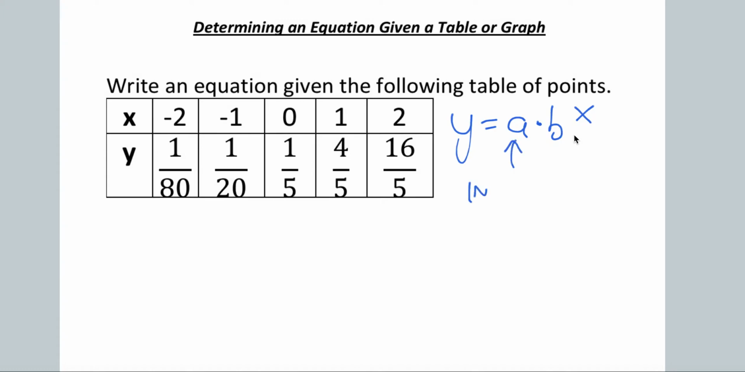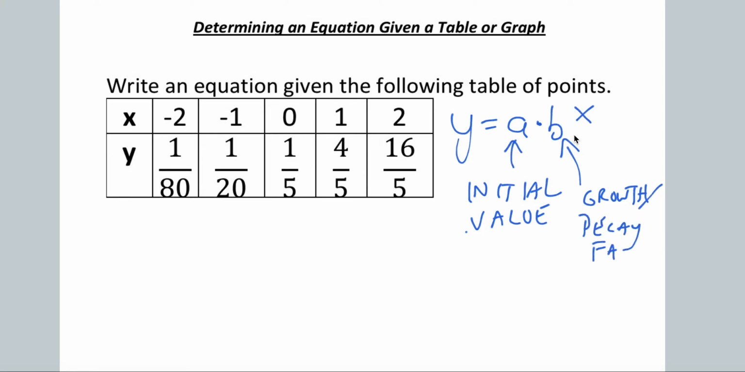We know a represents our initial value, and b is our growth or decay factor. All right, so let's look at this table.